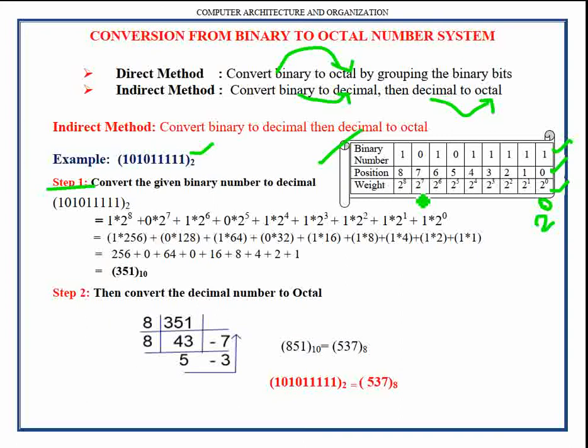Now, we can use these weights to convert the binary number to the decimal number system. In the first step, every digit in the binary number is multiplied by its weight, in the second step, the two power values are converted into equivalent decimal numbers, and in the third step, we are ready to add up all the values. If we add all these values, we get 351, which is the decimal equivalent value for the given binary number. And in the next step, we can convert the given decimal number to the octal number system.